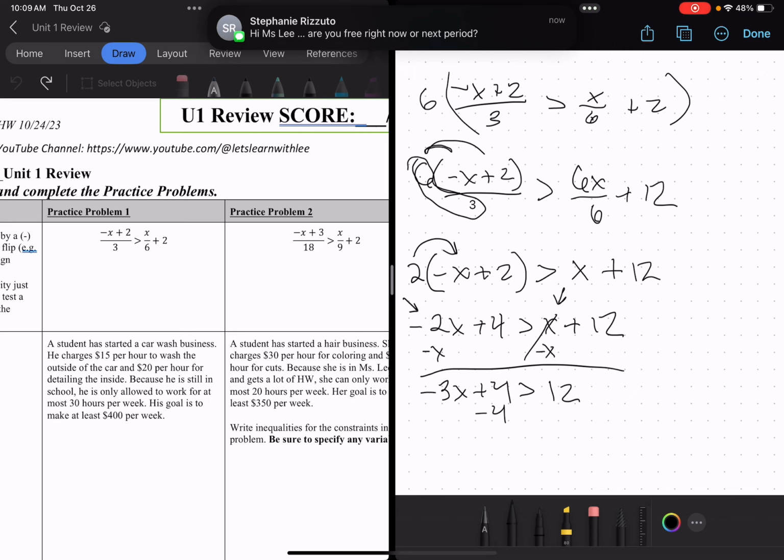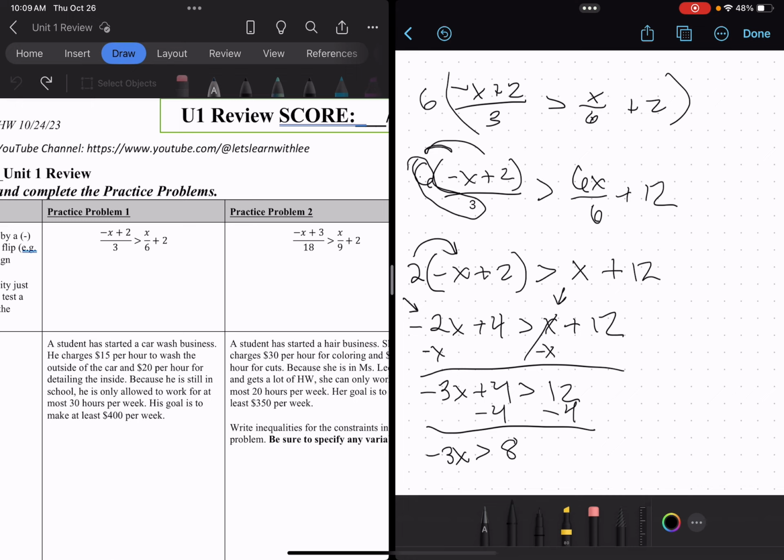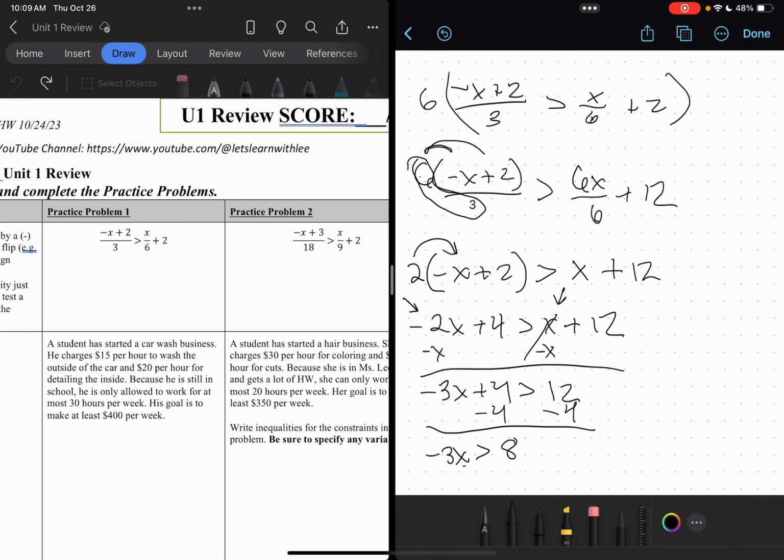Subtract 4 from both sides, and we get negative 3x is greater than 8. And then I can go ahead and divide both sides by negative 3. Now when I divide both sides by negative 3, we have to switch our sign. So this becomes x is less than negative 8/3. All right, and you can leave it as that, or you can put it in decimal form or in a mixed fraction. Either one of those is also fine.